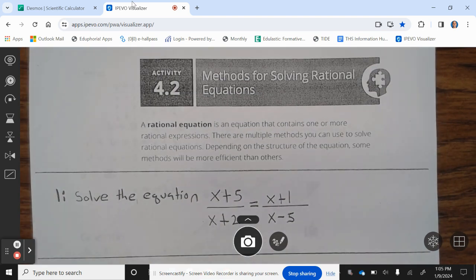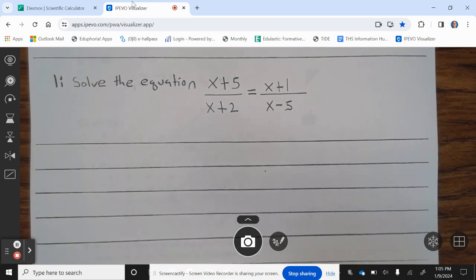Activity 4.2, methods for solving rational equations. A rational equation is an equation that contains one or more rational expressions. There are multiple methods you can use to solve rational equations. Depending on the structure of the equation, some methods will be more efficient than others. Number 1, solve the equation.